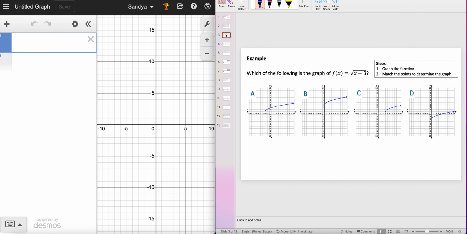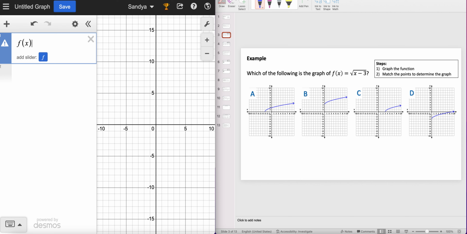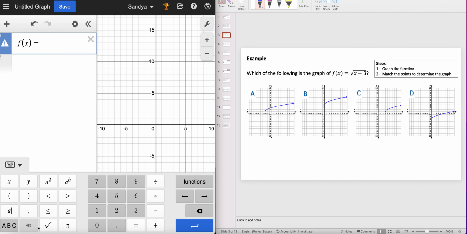So let's look at an example. Which of the following is the graph of f of x equals the square root of x minus 3? What I'm going to do is go over here to Desmos. I'm going to type f of x equals, and then remember, to get the square root button, I need to click down here for the keypad, then click square root and then do x minus 3.